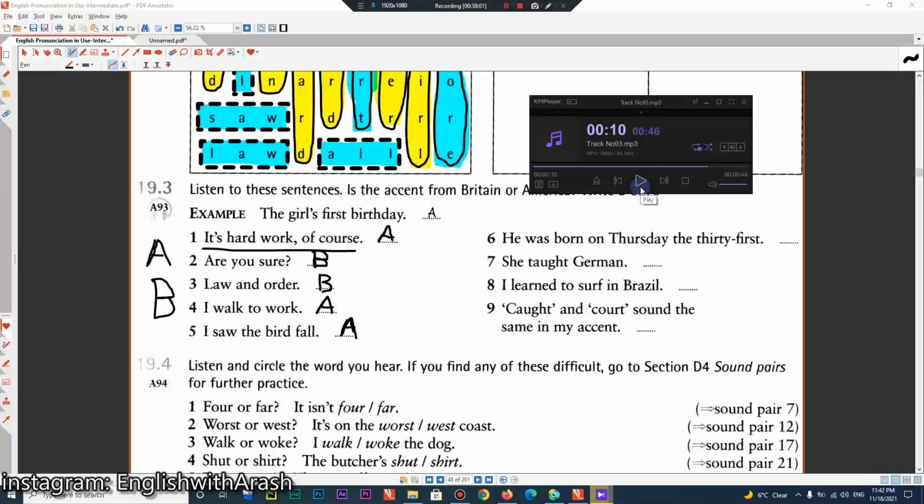Yes, 5 was American. What about 6? Do you hear any R sound? So this should be British because you don't hear the R sound at all. Yes, it's British. Good. Number 7.